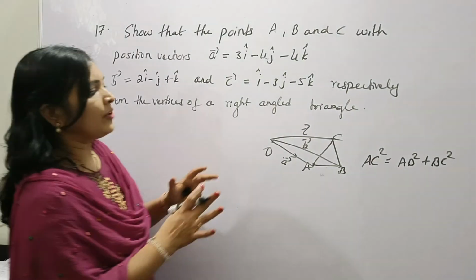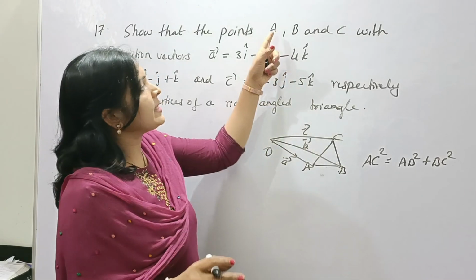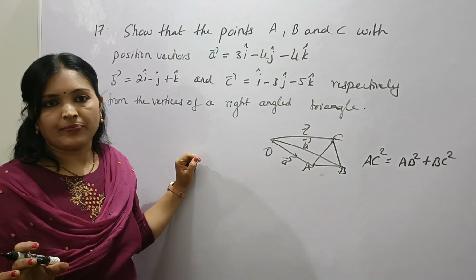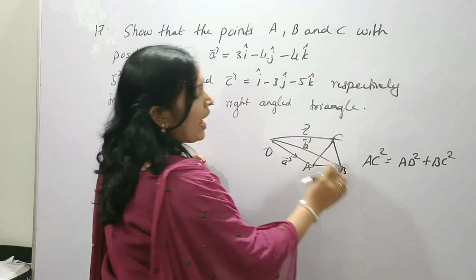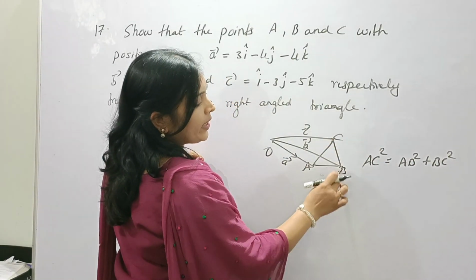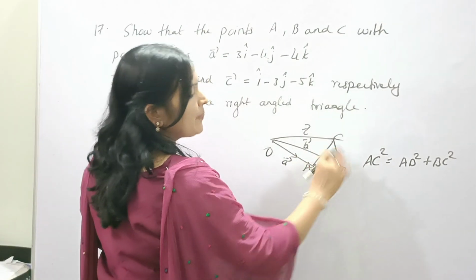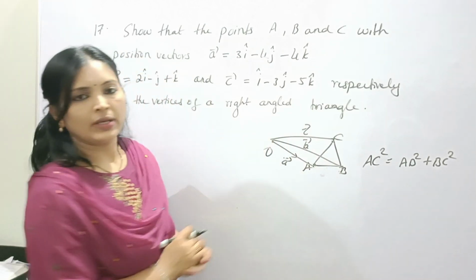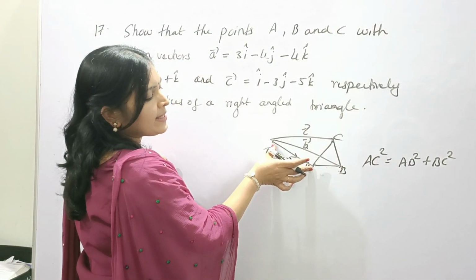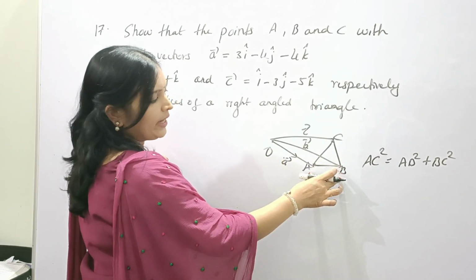Now here we have to prove that the points form a right angle triangle. For that we have to prove AC square is equal to BC square plus AB square. So for that we need to find AB, BC and AC. So here what is vector OA? See, vector OA is equal to this one, right? So here we can find vector AB, right?